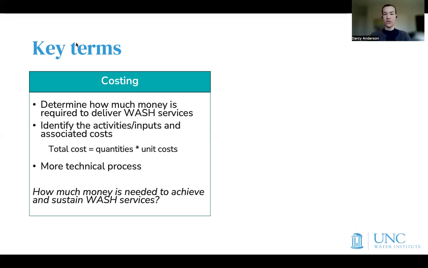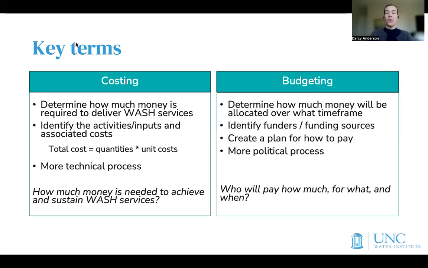If we compare this to budgeting, then we're really looking to determine how much money will be allocated over a given time frame. Notice that the amount of money that's allocated may or may not be the same as the amount of money that's required to deliver a WASH service. In budgeting, we're identifying the funders and funding sources that will be used to pay, and we're creating a plan. And this process tends to be more political compared to costing, which tends to be more technical. Instead, we're asking who will pay, how much, for what, and when.